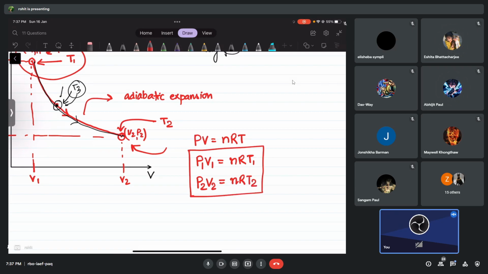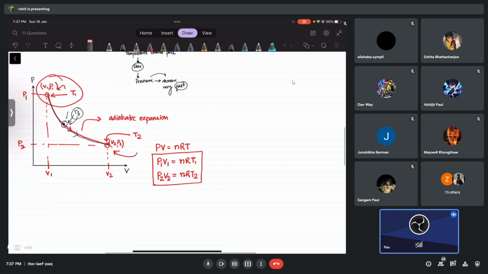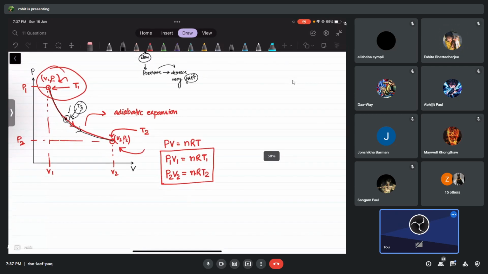But I cannot say this time that P1 V1 is equal to P2 V2. This is not correct. This doesn't happen, because the temperature on the right-hand side is not a constant anymore, so I cannot do that. But these people have a formula, which I'm going to use now. But before that I need to ask you something.